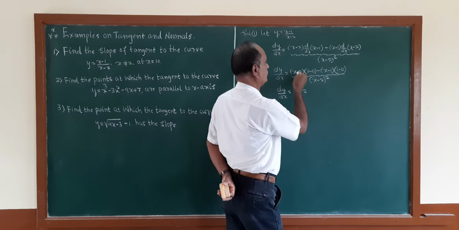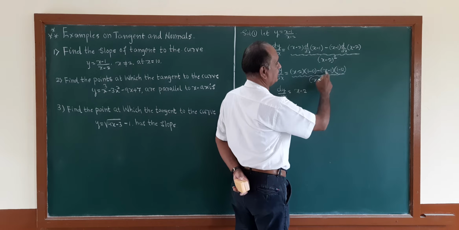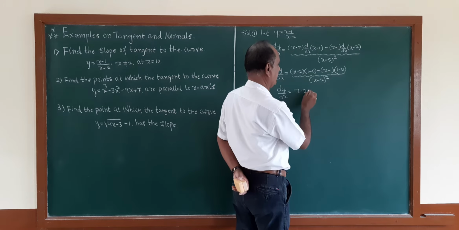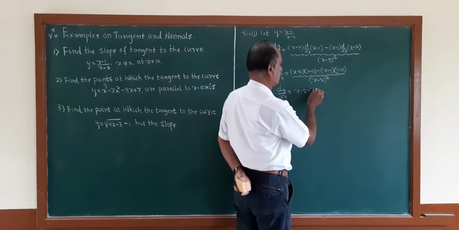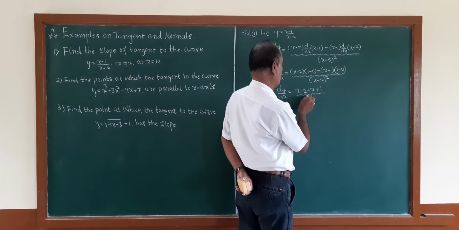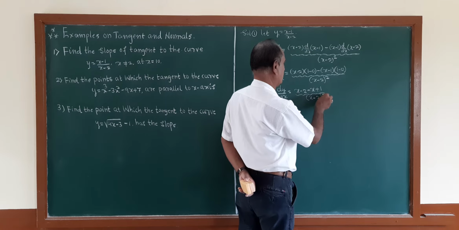So that is 0. 0 multiplied by anything is 0. Then 1 multiplied by this term means the term itself, minus x. Then plus 1. So this is divided by the denominator, that is (x minus 2) raised to the power of 2, that is a square.